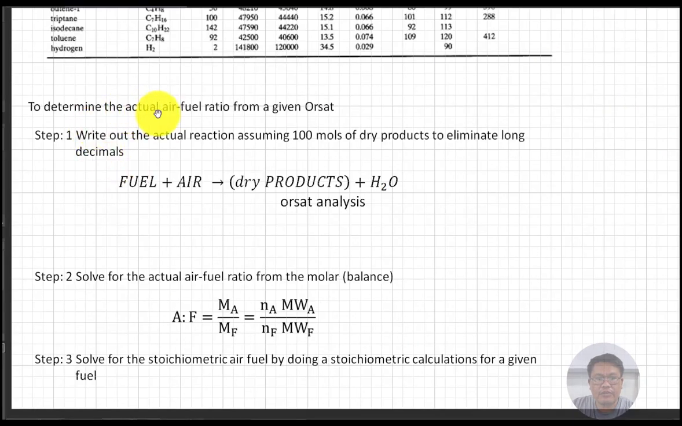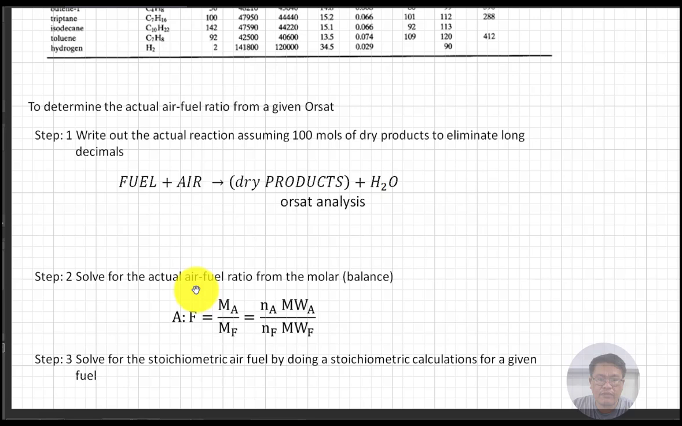Now to determine the actual air fuel ratio from the given ORSAT, we have your step 1: write out the actual reaction. We're going to assume 100 moles of dry product to eliminate the long decimals. So again, we have your fuel plus air, and we have your dry products plus your H2O for your ORSAT analysis. Now, we're going to go to step 2.